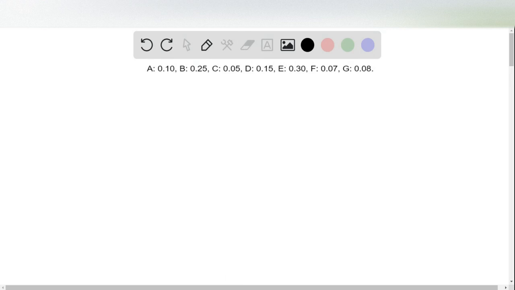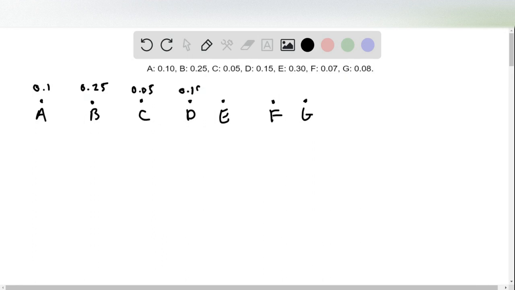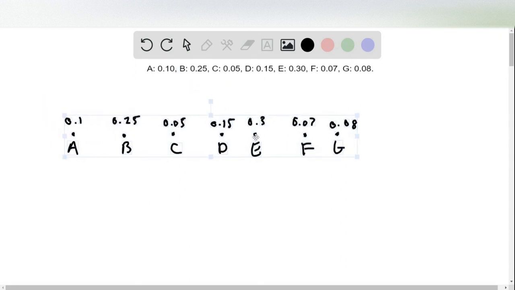So let's go ahead and do that, and we can just make a tree for each of these single letters first. So we're going to have an A, B, C, D, E, F, and G. And then above these, let's put their frequencies. So we have 0.1, 0.25, 0.05, 0.15, 0.3, 0.07, and then 0.08. So these are going to be the frequencies that we're given.